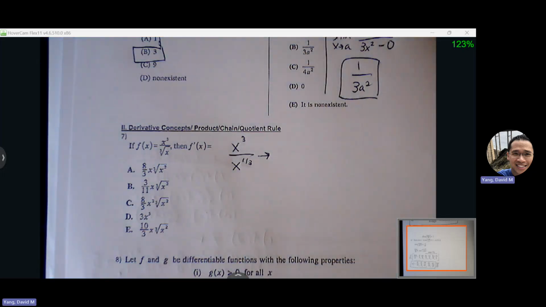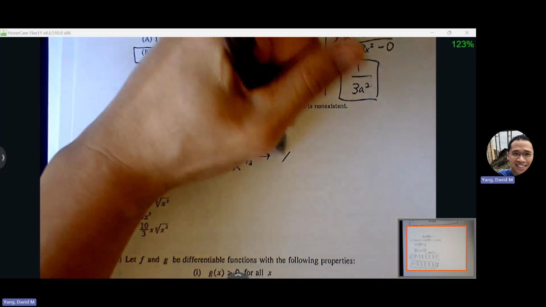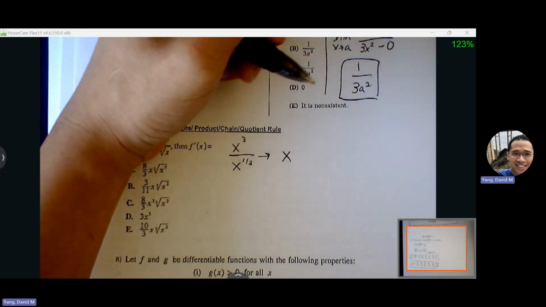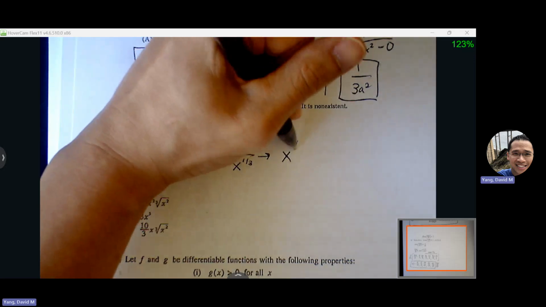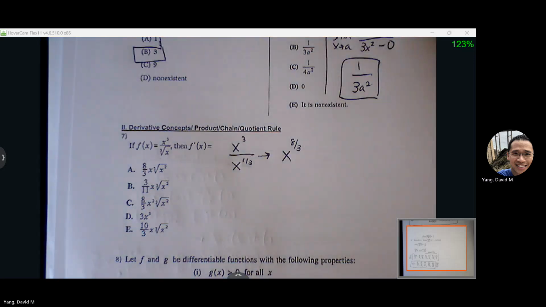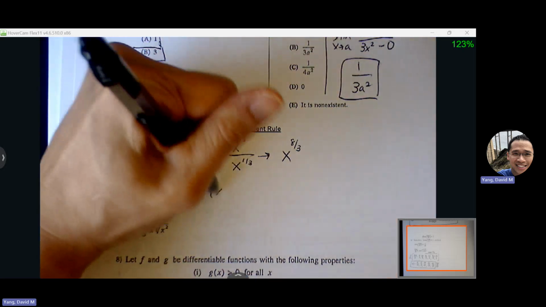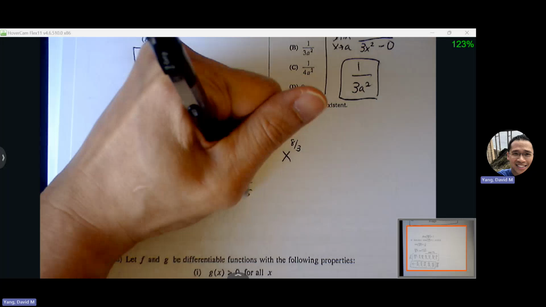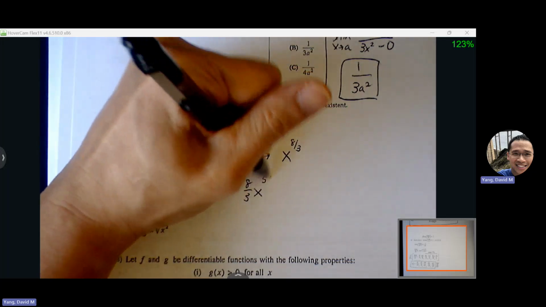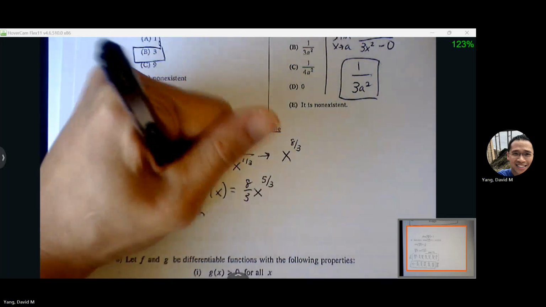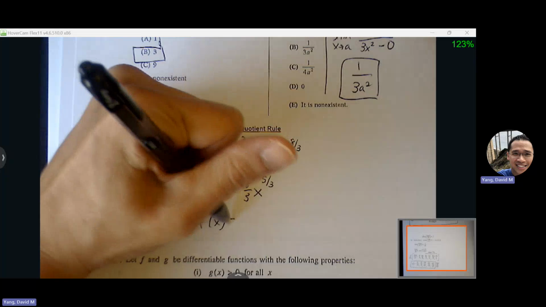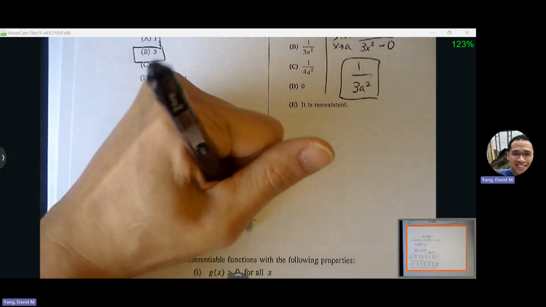And if I subtract the exponents, I can merge the two together. So basically it's 9/3 minus 1/3, which is 8/3. So we just find the derivative at this stage here, going through power rule, f prime is just 8/3 x to the 5/3. We just have to find the variation that matches from our answer choice here.